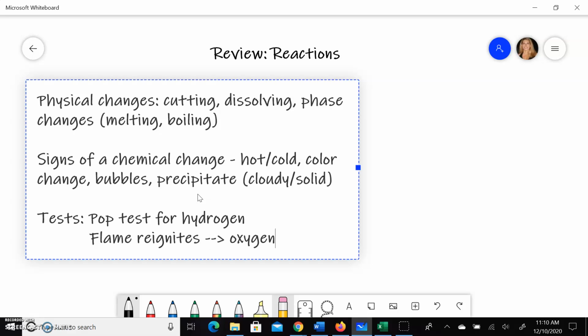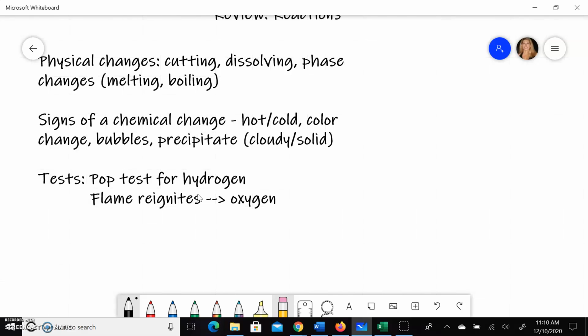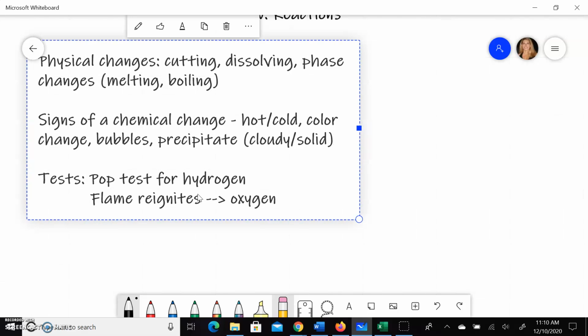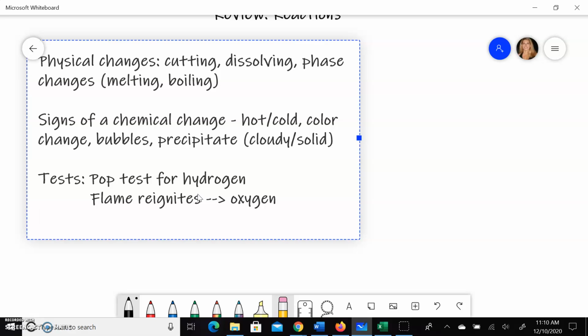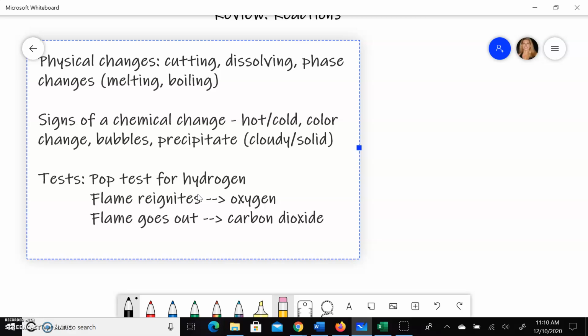So if you have a test tube full of a gas and you blow out the flame and then you put it back into the test tube and it reignites, that means that the test tube is full of oxygen. If the flame goes out, it means that it has carbon dioxide. Carbon dioxide is a very heavy gas, and so it smothers the oxygen that the flame requires for it to keep burning. And then the last one is that lime water turns cloudy with the addition of carbon dioxide.